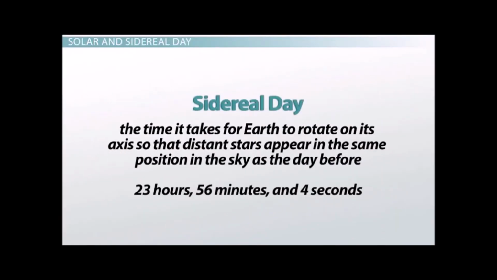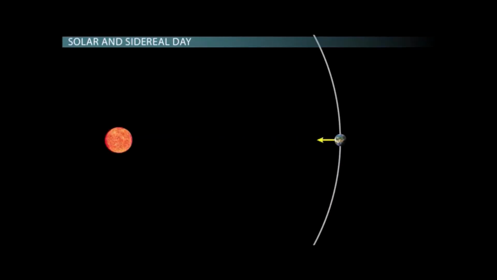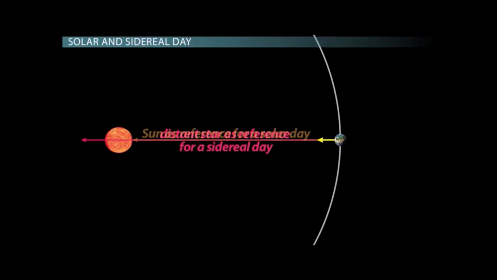Contrast this with the sidereal day, the time it takes for Earth to rotate on its axis so that distant stars appear in the same position in the sky as the day before: 23 hours, 56 minutes, and 4 seconds. Astronomers often like to use a sidereal day as opposed to a solar day because it tells them when a certain star will return to the meridian the next night, making it easy to spot. For us, however, it's important to note and explain the obvious. A sidereal day is shorter than a solar day.